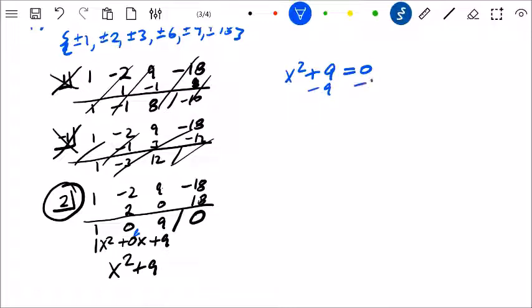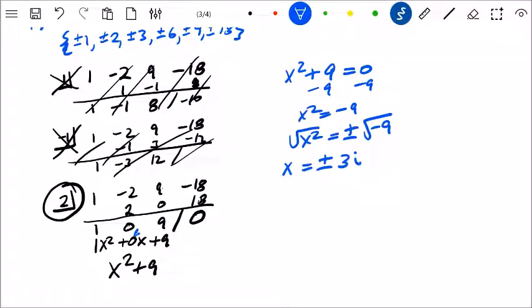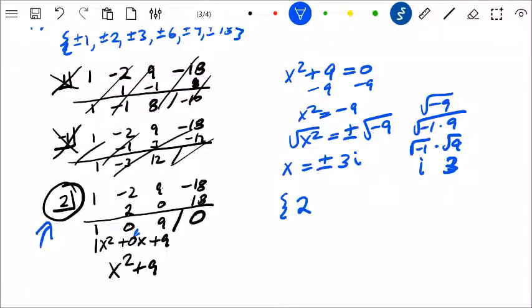X squared plus 9 is equal to 0, making sure we don't lose a plus or minus. So I'm going to subtract 9. X squared equals negative 9. The square root of x squared equals plus or minus the square root of negative 9. So x is equal to plus or minus, well, that negative immediately comes out as an i, and the square root of 9 is 3. I don't have to show this every time, but this time I will. So that becomes an i, and that becomes 3. But we usually and should put the i afterwards. So our solution set here is the 2 from over here, and then plus or minus 3i.